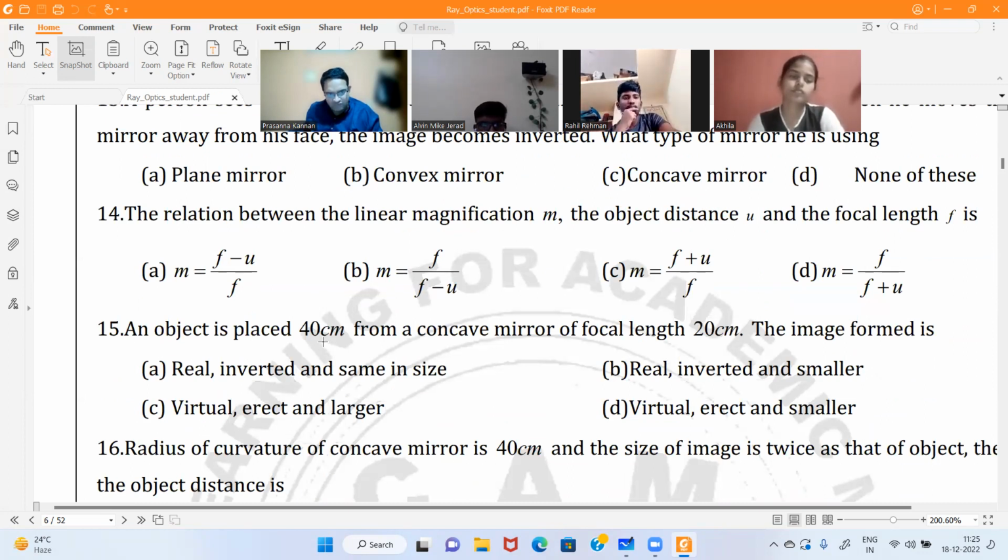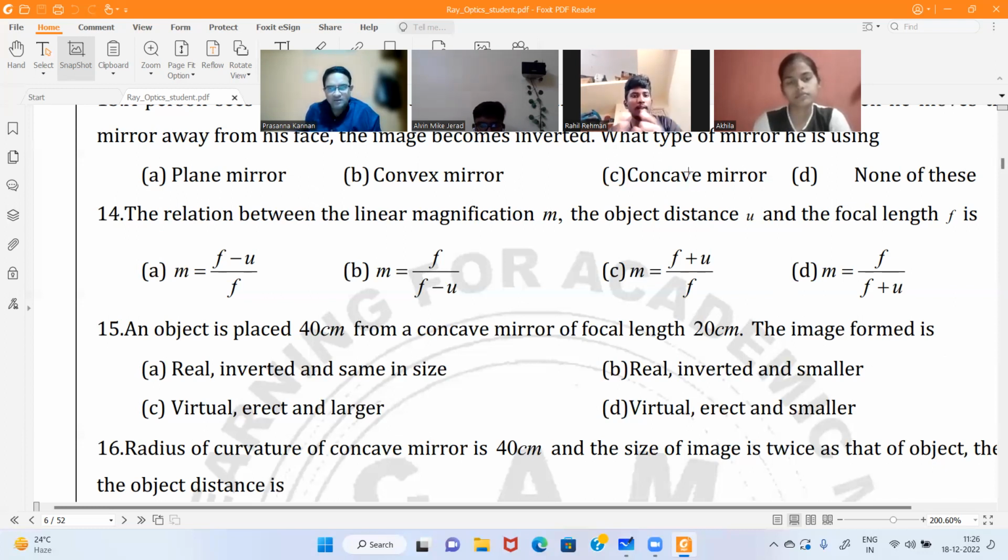Now, an object is placed 40 centimeter from a concave mirror of focal length 20 centimeter. What can you say about the image formed? Sir, it's real, inverted, and same in size, sir. Excellent, Rahil. You can do the same sum using the formula 1 by f is equal to 1 by u plus 1 by v. You can substitute u as minus 40 and f as minus 20, and then find v. But that will take nearly 5 minutes, while Rahil answered within a few seconds. How did you do it, Rahil?